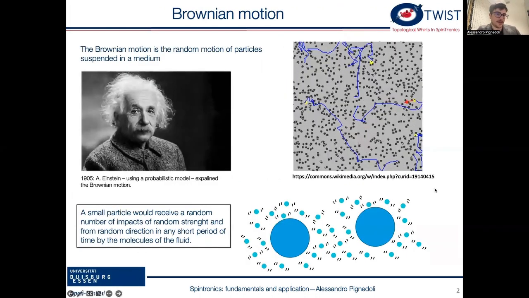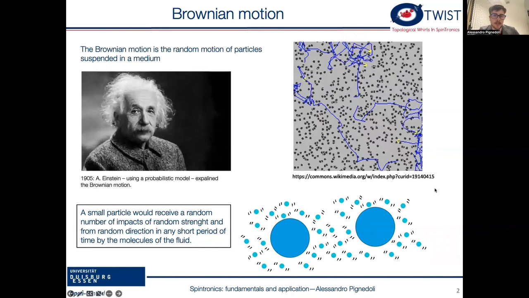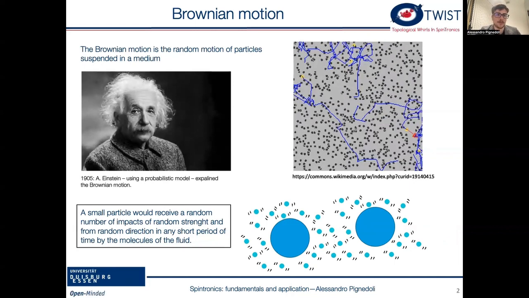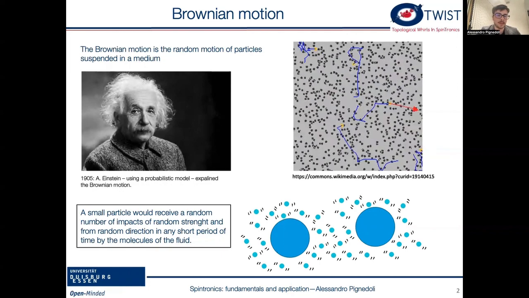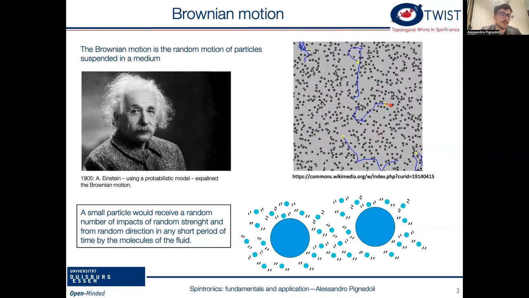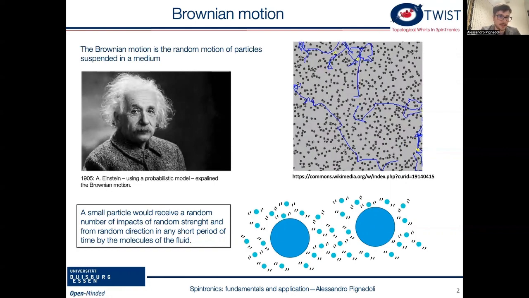So that's why, in the first slide, I would like to introduce what Brownian motion is. Brownian motion is the random motion of particles suspended in a medium. And this phenomenon was first explained by Albert Einstein in 1905.